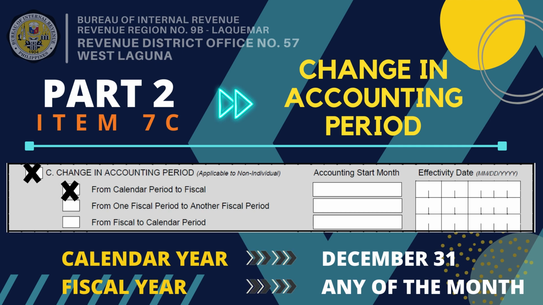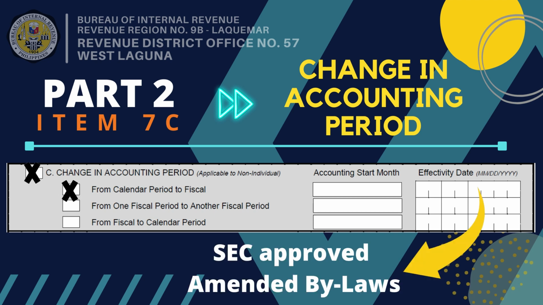As a recap, taxpayers are applying calendar period whenever their last day of taxable year ends on December 31st. Alternatively, if the company's taxable year ends on any other month, this is to be considered as fiscal period. Changes made on the accounting period should be accompanied by SEC-approved amended bylaws.